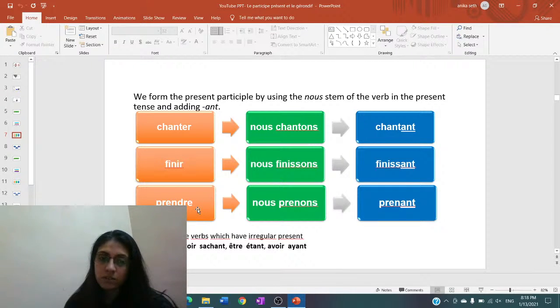Then the verb prendre. Nous prenons. Remove ons, put ant. It becomes prenant. So all the verbs form their present participle in the same way that we have just discussed, except for these three: savoir, être, and avoir. Savoir, the present participle is sachant. Être, the present participle is étant. And avoir, the present participle is ayant. Right?